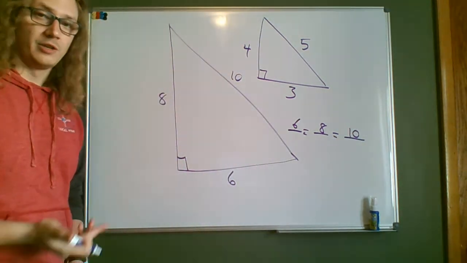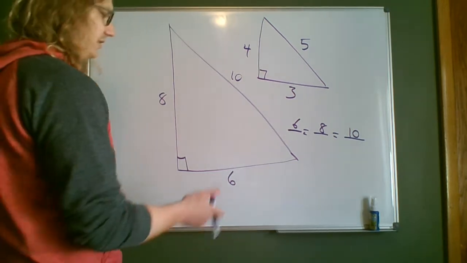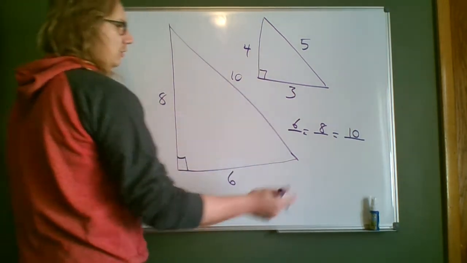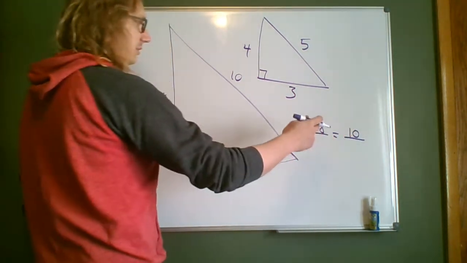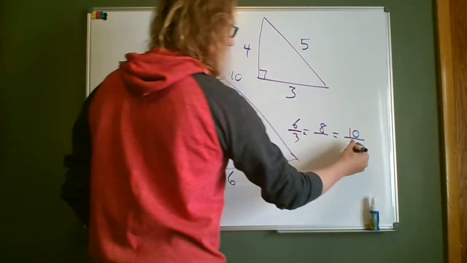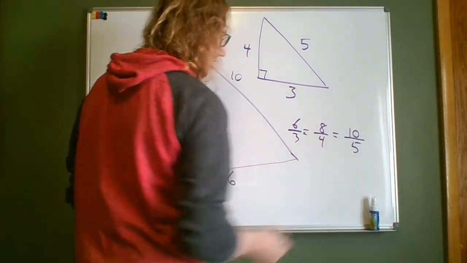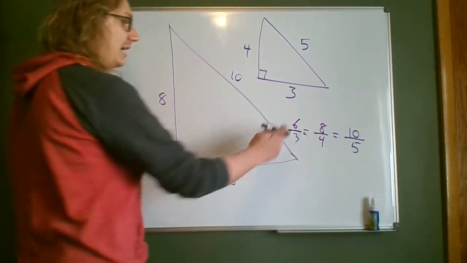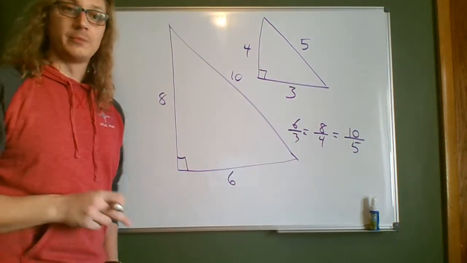If you're at this point, you should have already been done with the corresponding sides assessment. So you should know that the shortest side will correspond to the shortest side, so 6 to 3. The longest side, 10, will correspond to the longest side, which is 5. And then the middle sides will correspond to each other. Now, if when I do this division I get the same numbers, we know that we have similar triangles.